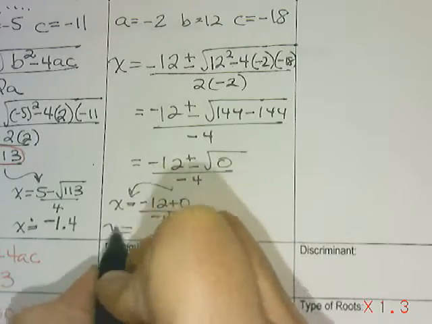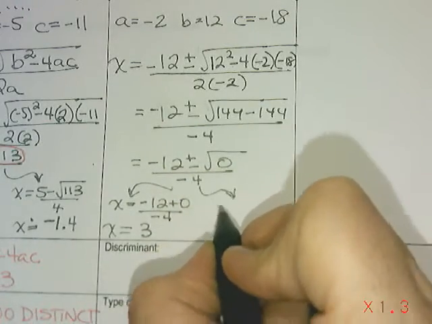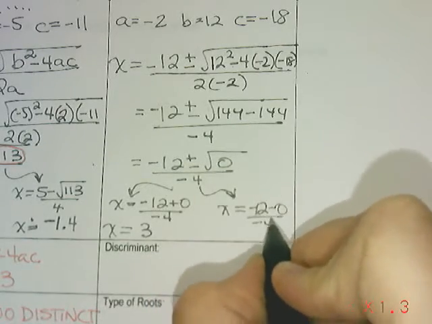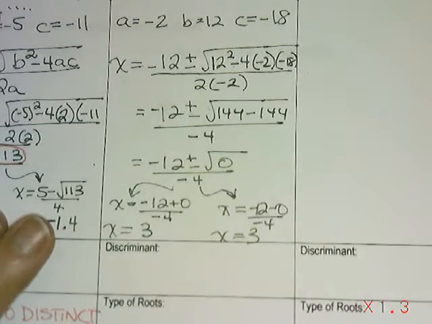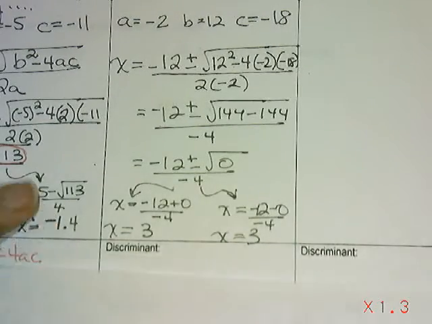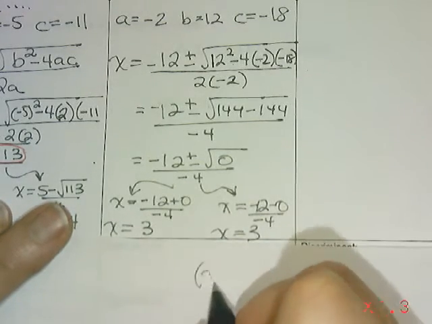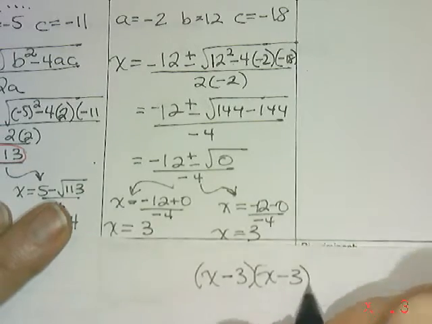Well, that's x equals 3. And if I have the second root, it would be x equals negative 12 minus nothing over negative 4. Well, that would also be a 3. And the way that works for a quadratic equation, this was factorable, it's a nice easy square root, it would have come from the factors of x minus 3 times x minus 3.